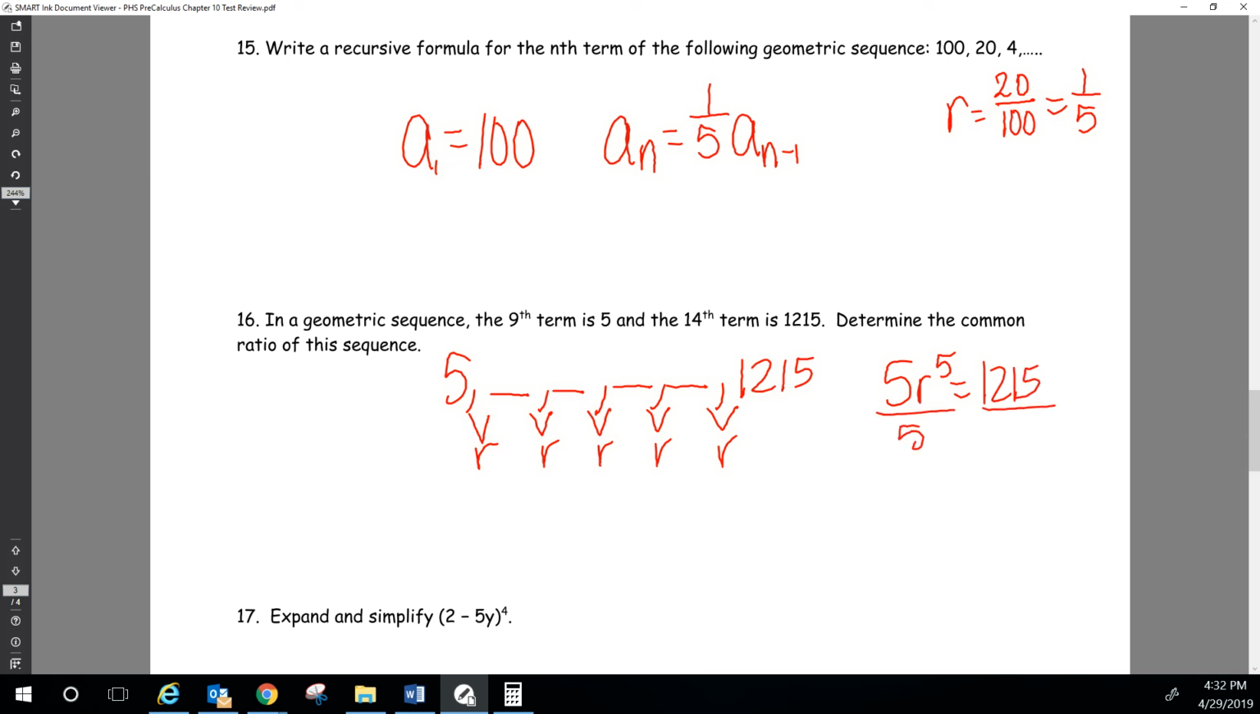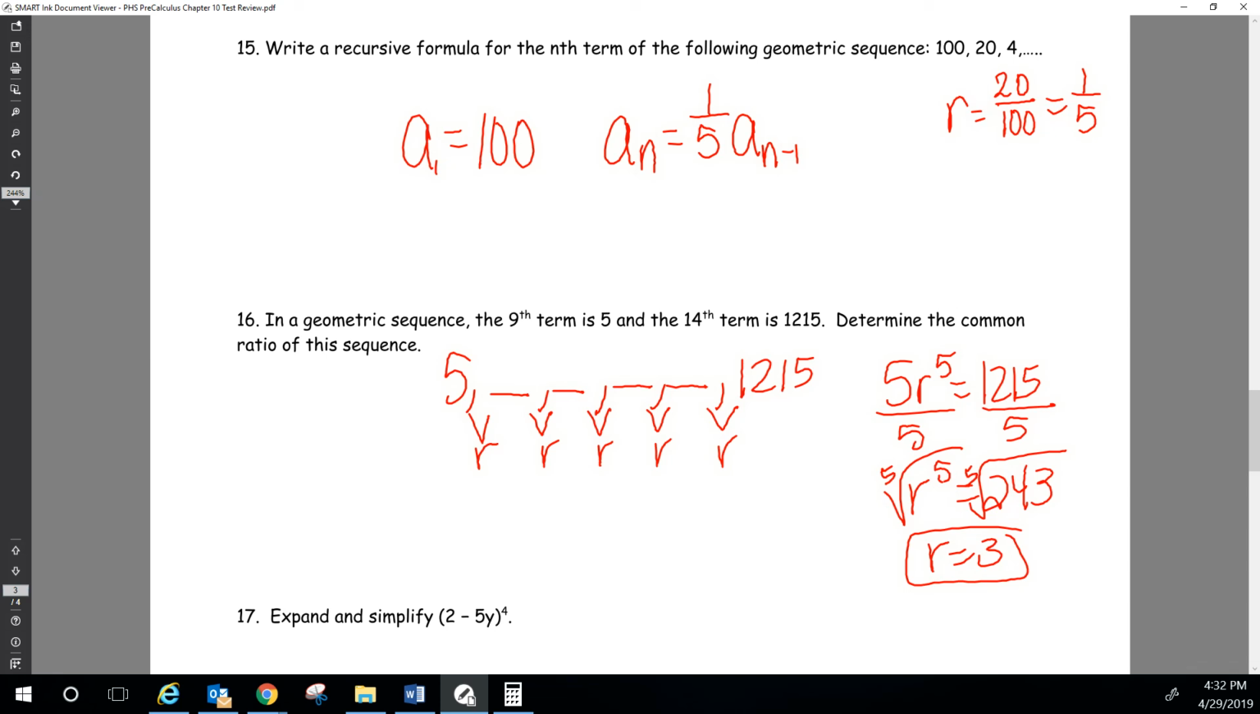We want to solve this for our common ratio. R to the 5th, not r squared, this here. So r to the 5th is equal to 243. And now to get rid of that 5th, we're going to take the 5th root of both sides. And r is equal to 3. And that's what they asked us to find, which was the common ratio.